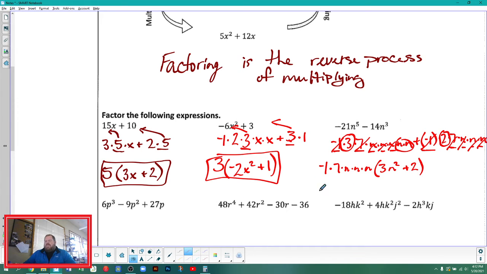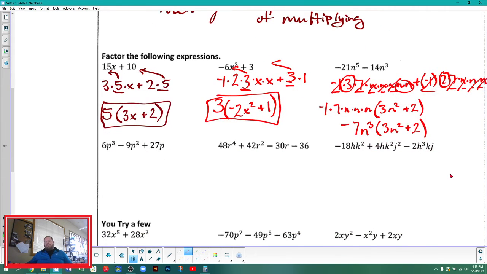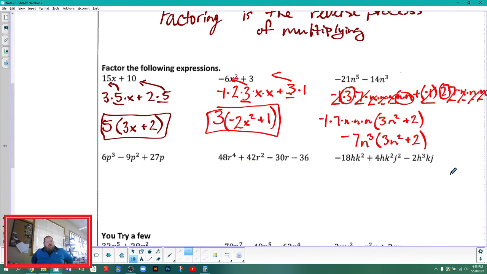Now, I do need to simplify what I have out in front, and I could have done that ahead of time. But I have negative 7n cubed times 3n squared plus 2. As you get more and more practice with this, it's going to be more obvious what your common factors are, and you don't have to split it up as painstakingly as I have in those first three.